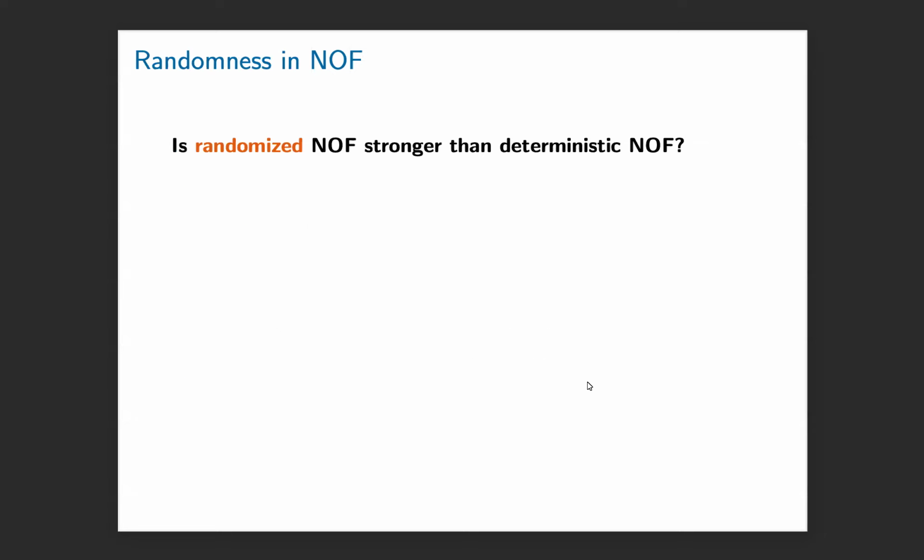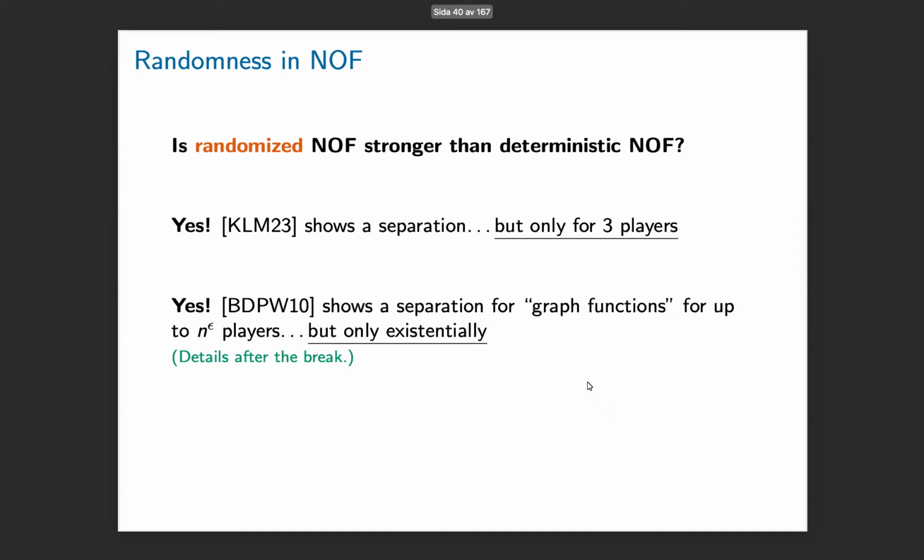So we can ask the same question as we did for the two-player case: is randomness going to give us an exponential improvement? And the answer is yes. There was this result at STOC this year. I said 23, but I meant 24. That shows a separation for 3 players. There's a 3-player function that is easy randomized, hard deterministically.